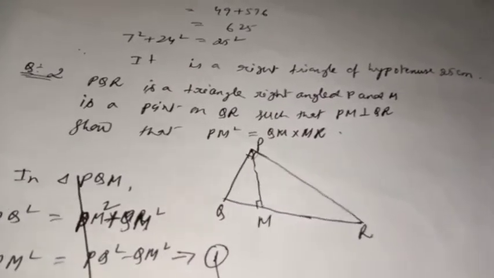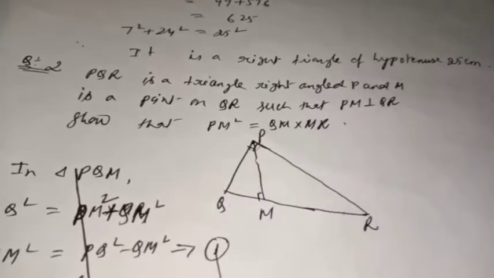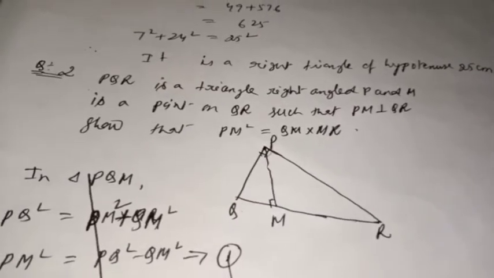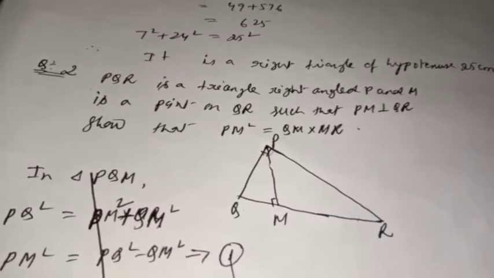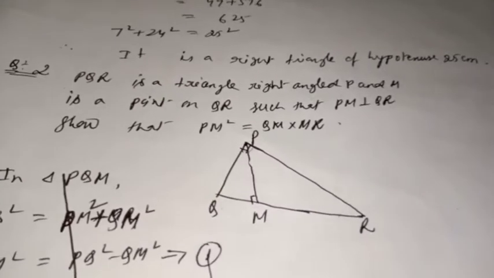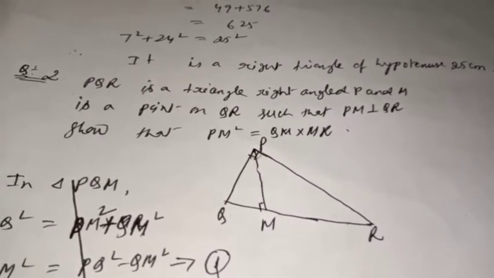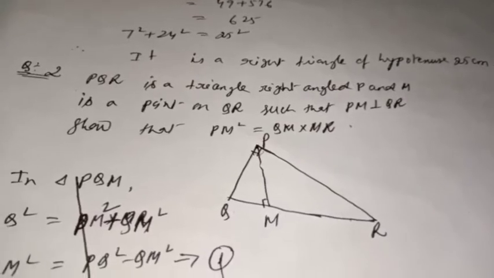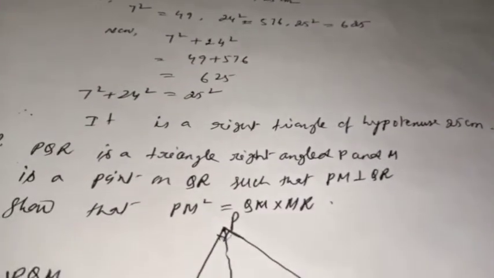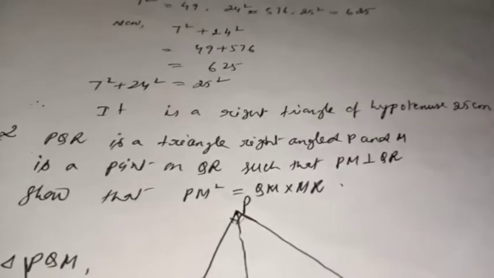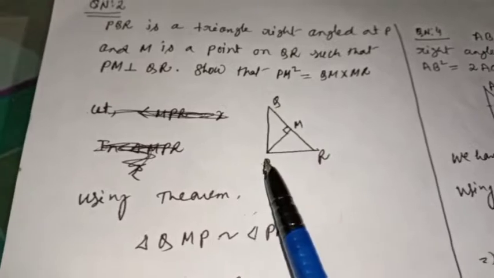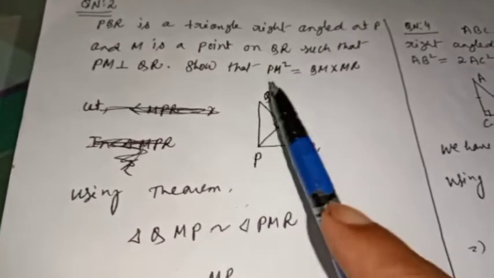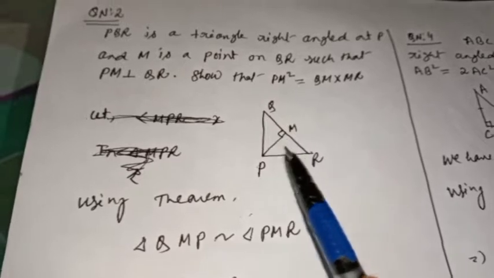If you use a theorem here, then in theorem 6.7 we have learned that if we draw a perpendicular from the right angle of a right triangle to the opposite side, then the triangles, how many triangles will you get? 3 triangles, and they are similar to each other. So in this case we can apply this theorem. So we can write, using the theorem, triangle QMP is similar to triangle PMR. These 2 small triangles we have taken.